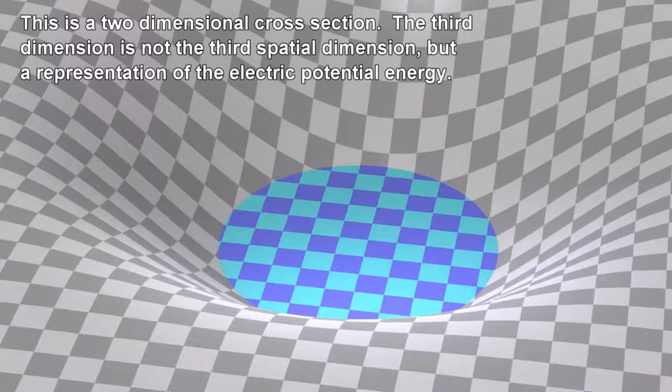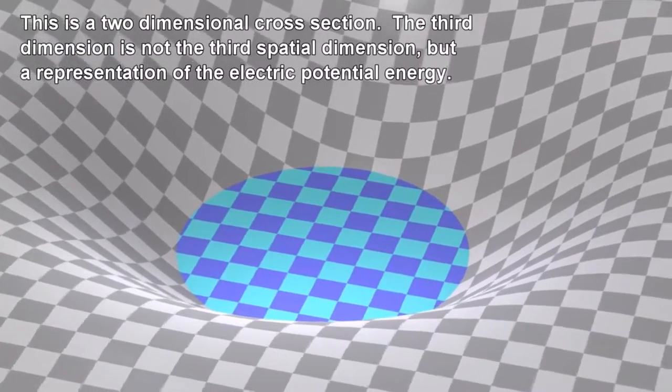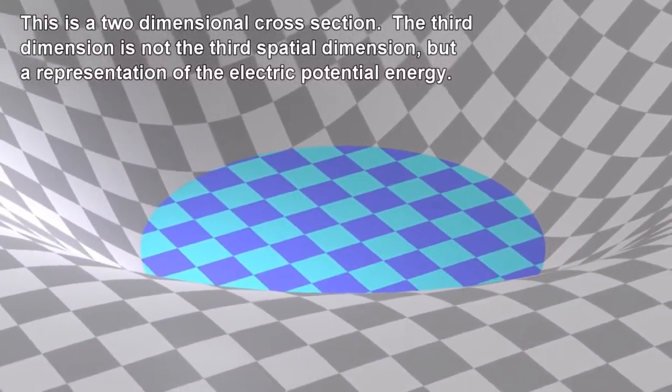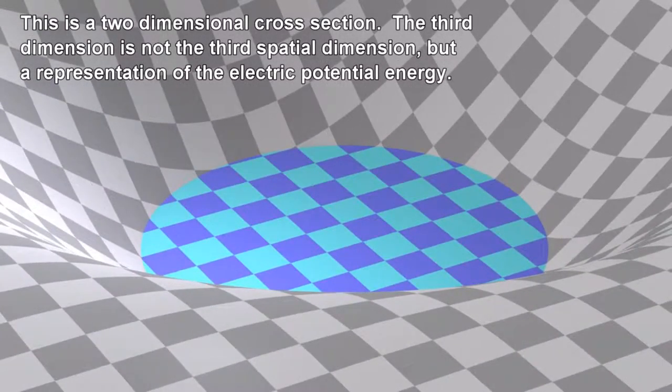This is a two-dimensional cross-section. The third dimension is not the third spatial dimension, but a representation of the electric potential energy.